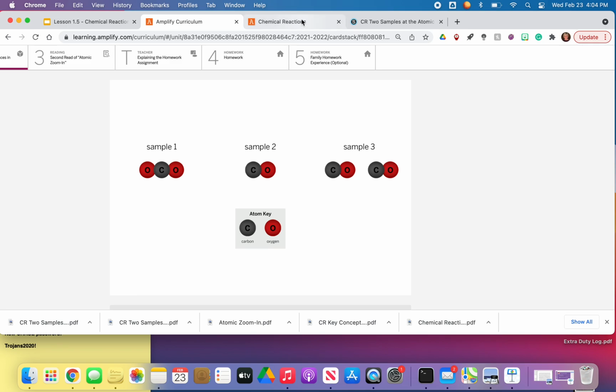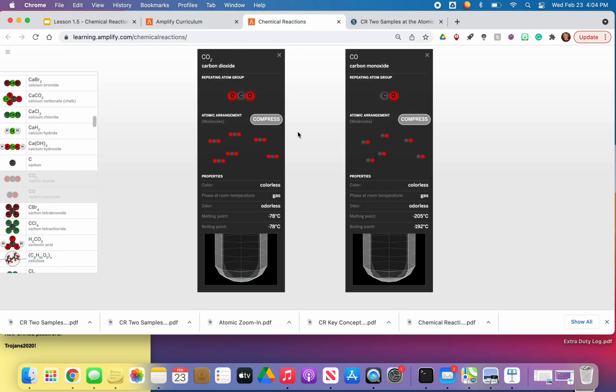Okay, so let's take a look and compare these properties. First of all, carbon dioxide, I can compress it because it's a gas. Okay, so we can compress it. Can we compress carbon monoxide? And the answer is yes, we can, because it is also a gas. Let's compare it. It's colorless, so is this one. It's gas, so is this one. It's odorless. This one's odorless as well.